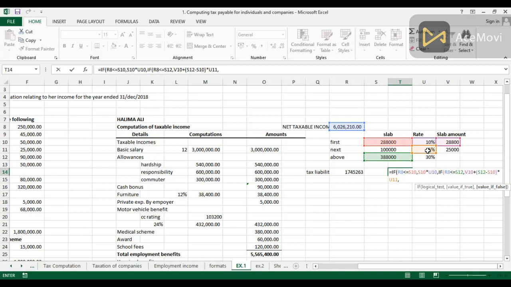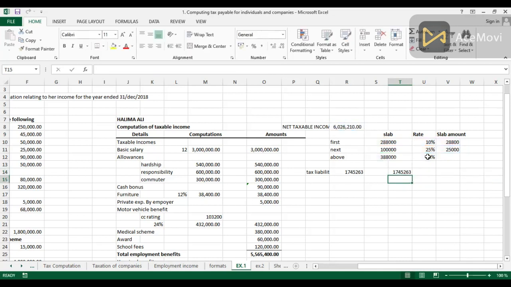So what if the value is false? We are here if the value is false. So if the value is false, I'll take slab 1, the amount in slab 1 plus the amount in slab 2 plus, I'll open my brackets. So I'll take the whole amount minus the 388, you close bracket, times the 30%, then you close all your brackets, enter. You can see that the amount is same. So that's doing the tax liability. So we have not finished the tax liability.